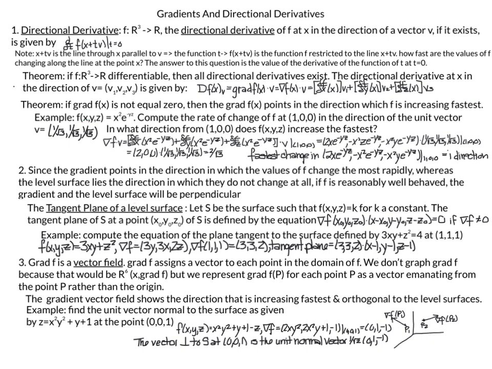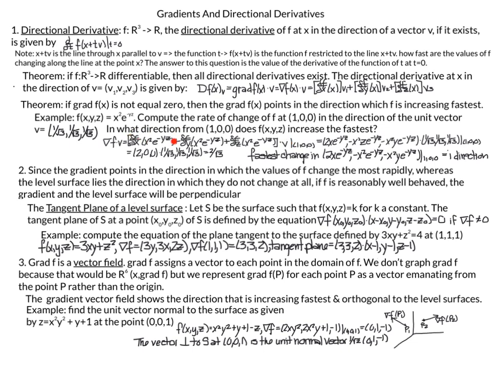For example, if you have f of x, y, z equals x squared e to the minus yz, we can compute the rate of change of f at the point 1, 0, 0 in the direction of the unit vector v equals 1 over square root of 3, 1 over square root of 3, 1 over square root of 3. And then we can also ask in what direction from 1, 0, 0 does f increase the fastest. So we take the gradient of f dotted with v: df dx of x squared e to the minus yz, plus df dy, plus df dz, dotted with v.